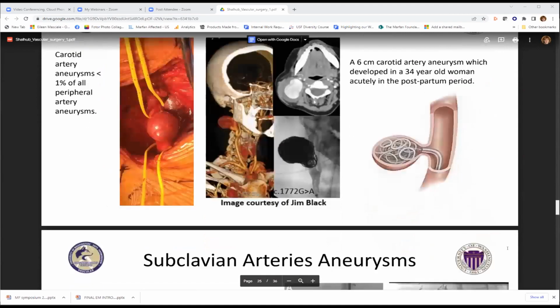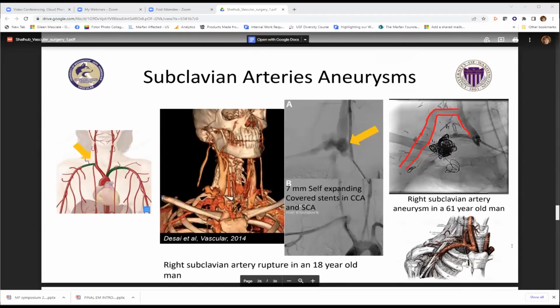Next slide. Subclavian arteries. I've shown you one picture of somebody whose subclavian artery I embolized, but there are also reports of subclavian artery ruptures that were treated with stenting. And the picture on the right is somebody I had to do a bypass on. This is somebody who had Ehlers-Danlos syndrome, not the vascular subtype, but another subtype, who needed an open operation.